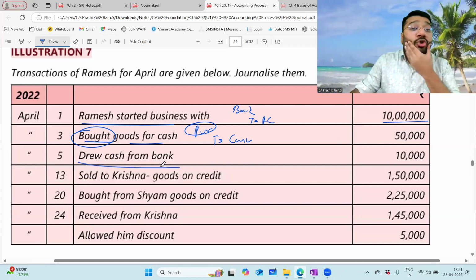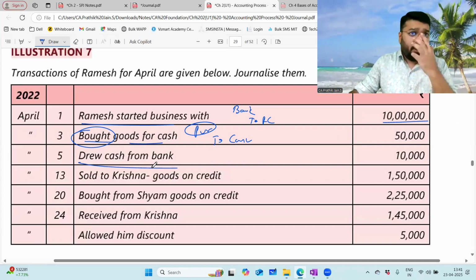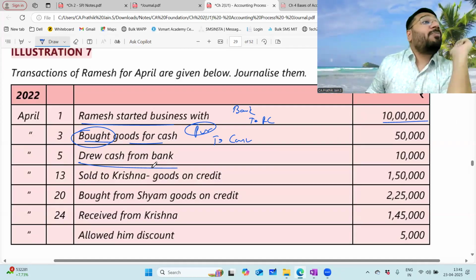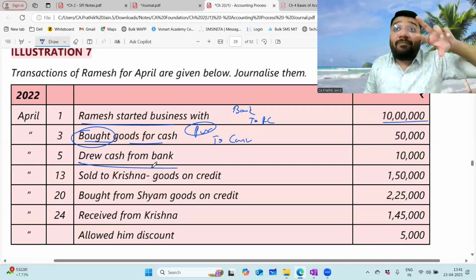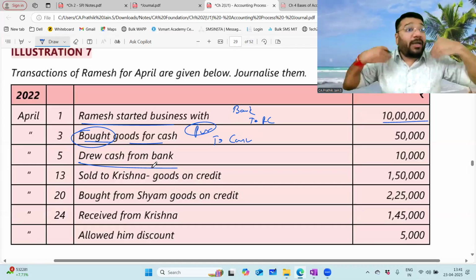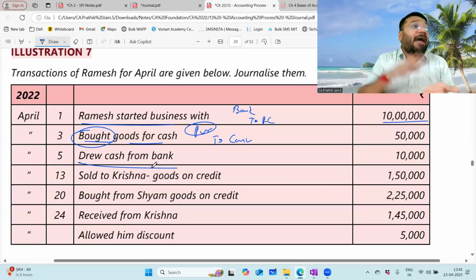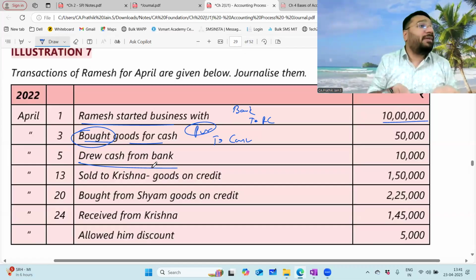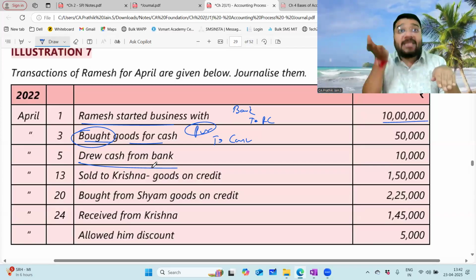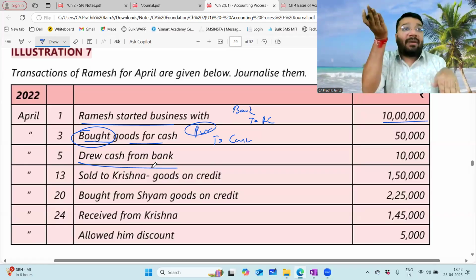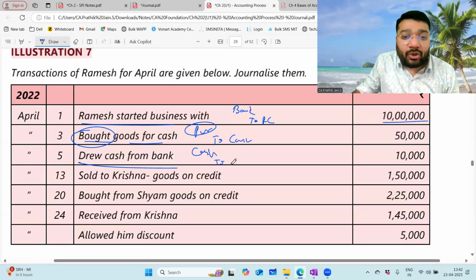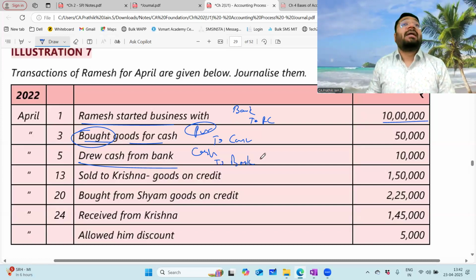Okay. Drew cash from bank. Tell drawings to cash? Drawings will come into picture when they use the word for personal purpose. They didn't use the word personal purpose. Means in business, I wanted cash. I was not having money. I went to bank. From bank, I withdrew the money. So it is for the business purpose. So my bank balance will decrease. Cash balance will increase. To increase cash, debit. To decrease bank, credit. So cash account debit to bank.